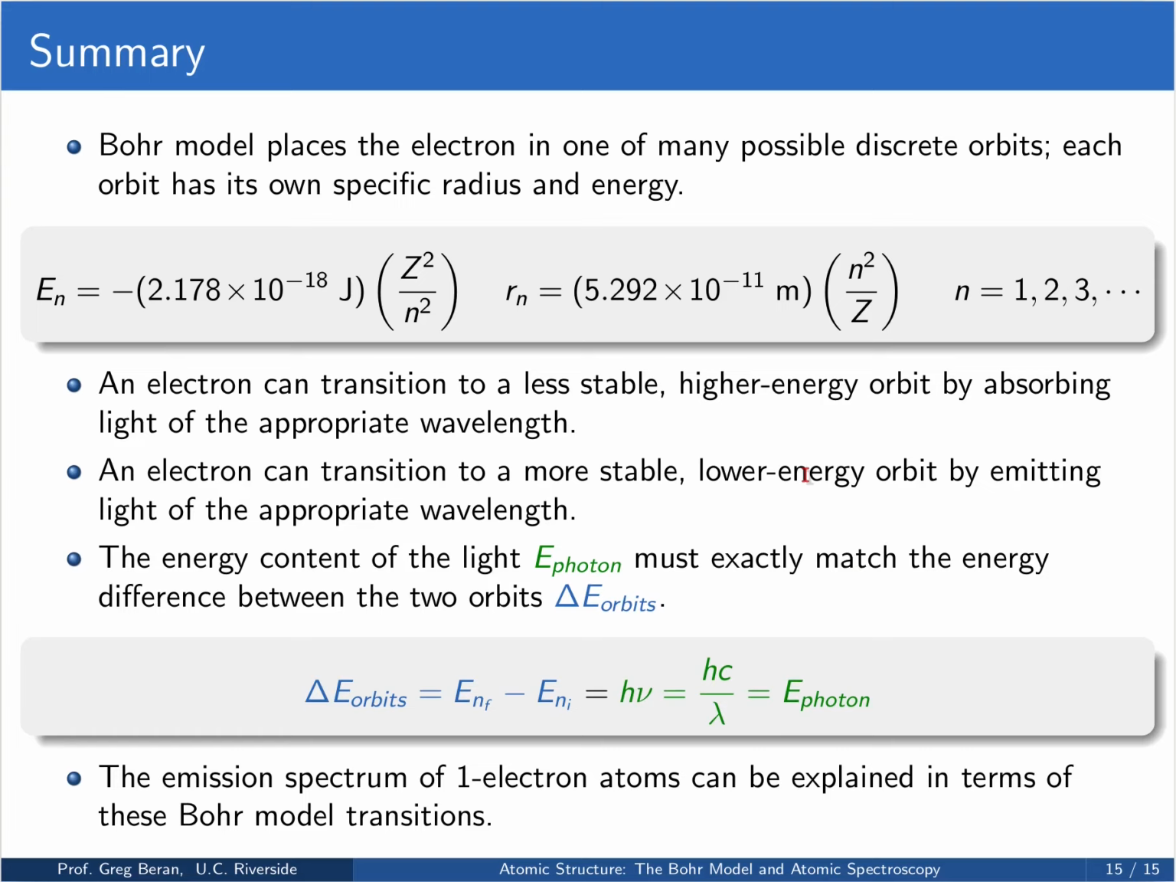The energy content of the light, E photon, must exactly match the energy difference between the two orbits, delta E orbits, as we've seen here. So we calculate the energy difference between our final and initial orbits to get delta E orbits, and we calculate the energy of the photon using h nu or hc over lambda, and these two must be equal for the transition to occur. And we said that we can use the Bohr model to describe the emission spectrum or absorption behavior of any one electron atom, hydrogen, helium plus, lithium 2 plus, etc., but it cannot describe any multi-electron atoms.